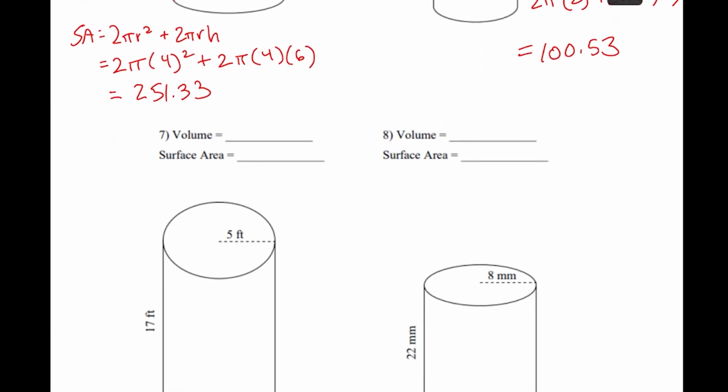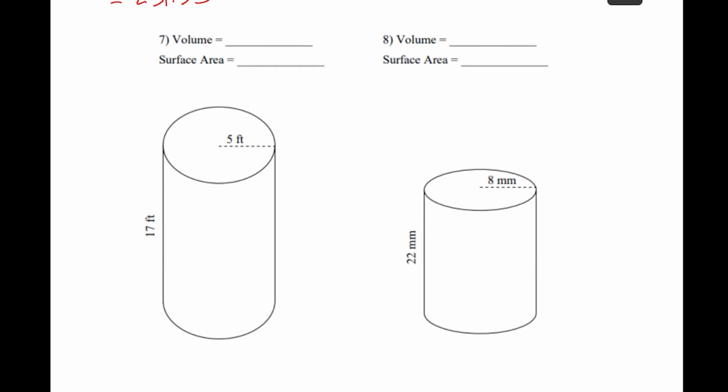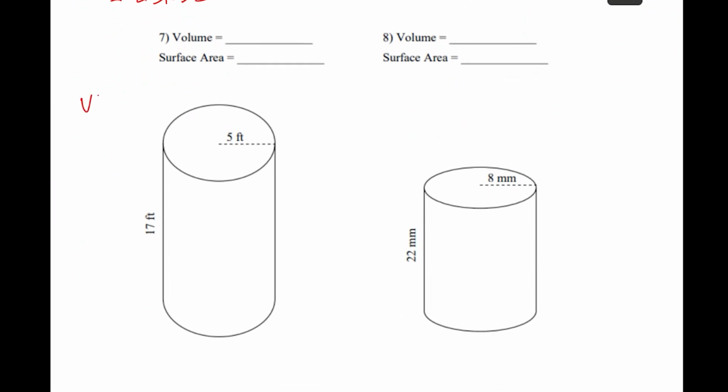Number 7 and 8 will be worked the exact same way here. So for number 7, the volume is pi r squared times the height. So pi times 5 squared times the height. Pi times 5 squared times 17 is 1,335.17. Actually, that's going to round up to 1/8. Not a big deal if you miss the rounding, honestly. And this is in cubic feet.